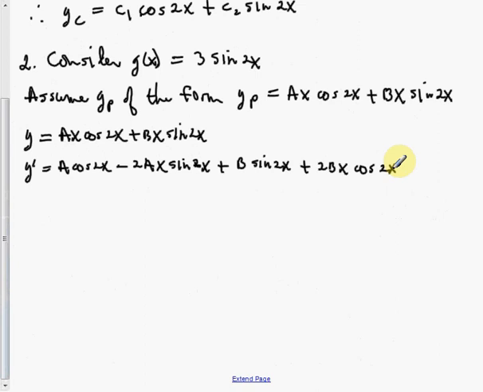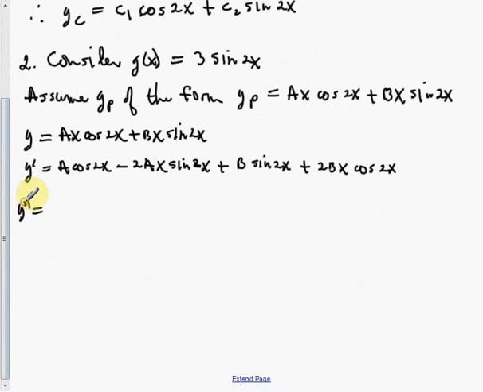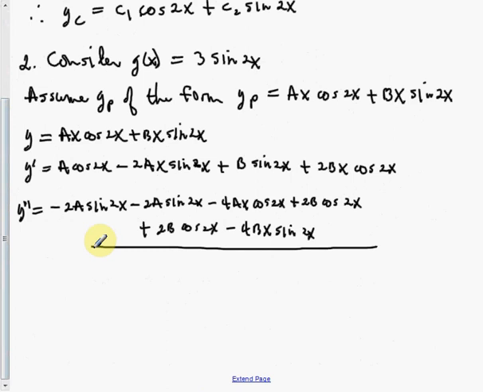And we need y double prime because the original problem is y double prime plus 4y. So this is negative 2a sine 2x minus 2a sine 2x minus 4ax cosine 2x plus 2b cosine 2x plus 2b cosine 2x minus 4bx sine 2x. Let's get him by himself.